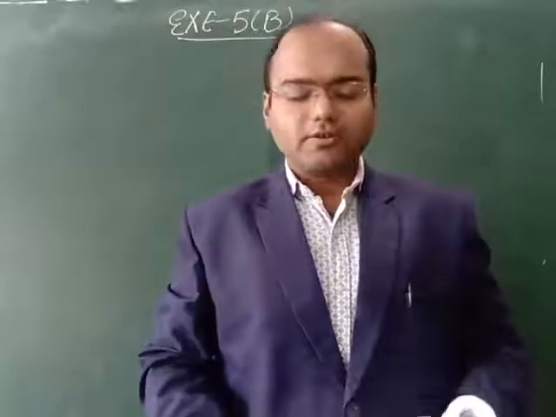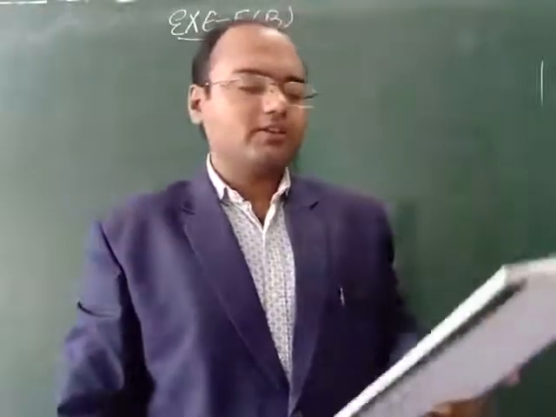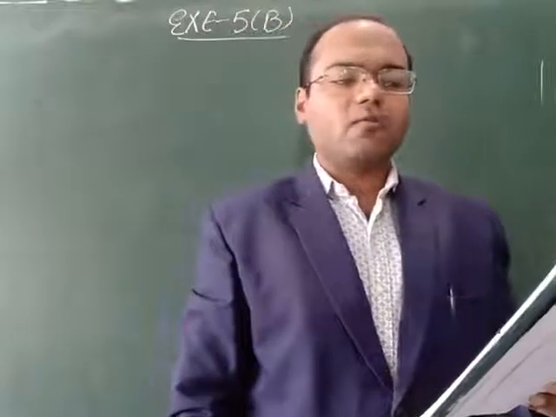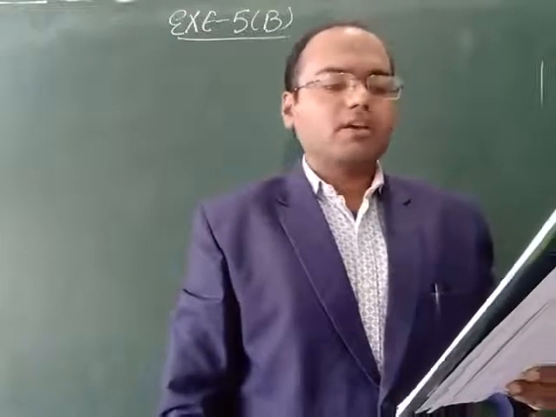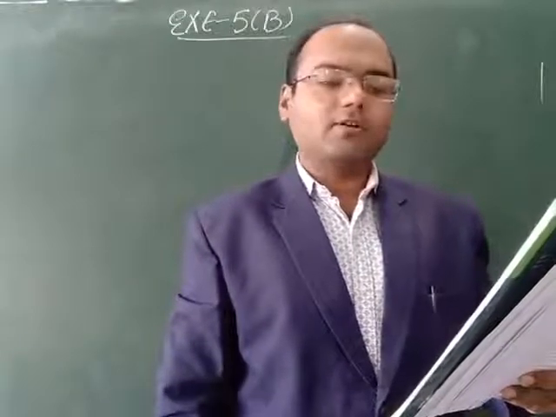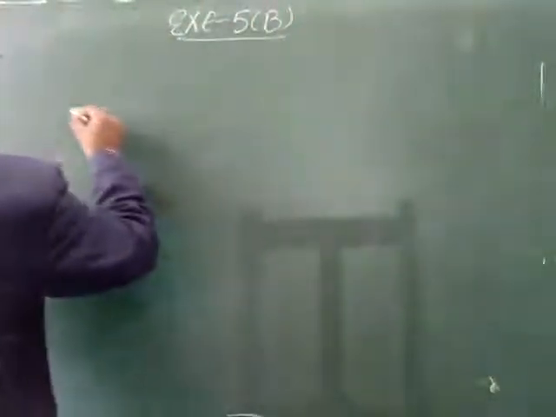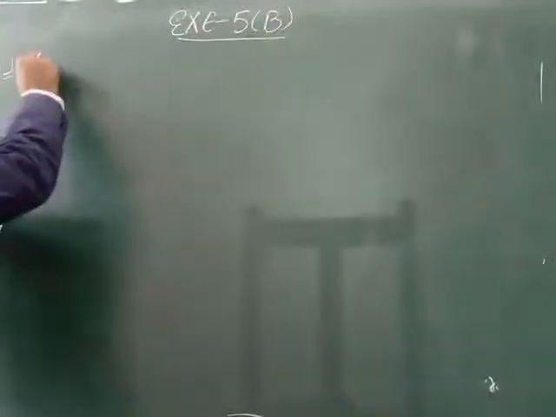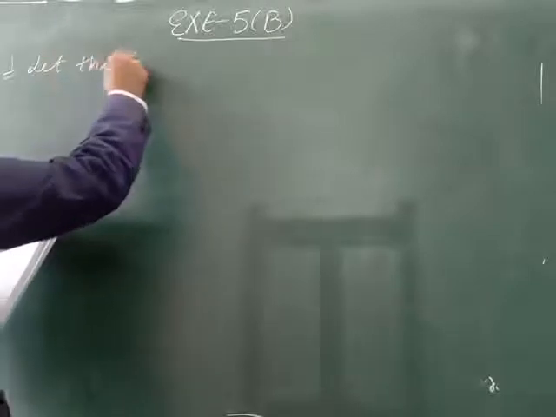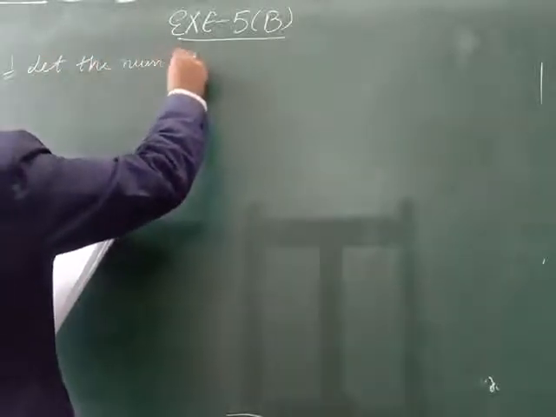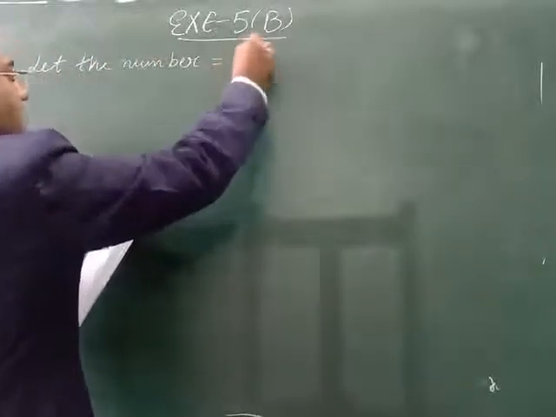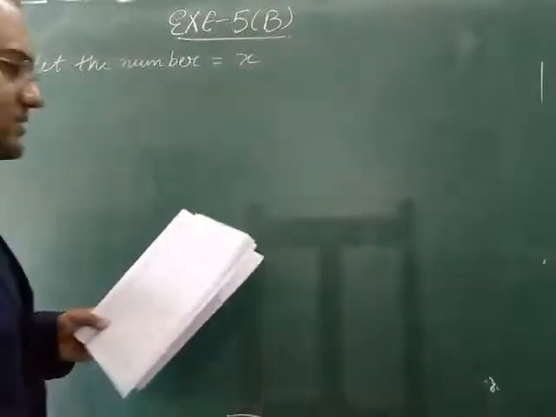See question number first. First question is: 6 more than 4 times a number is 4 less than 5 times the number. You have to find the number. So first of all, what we have to do, we will assume, let the number which we have to find be equal to x.